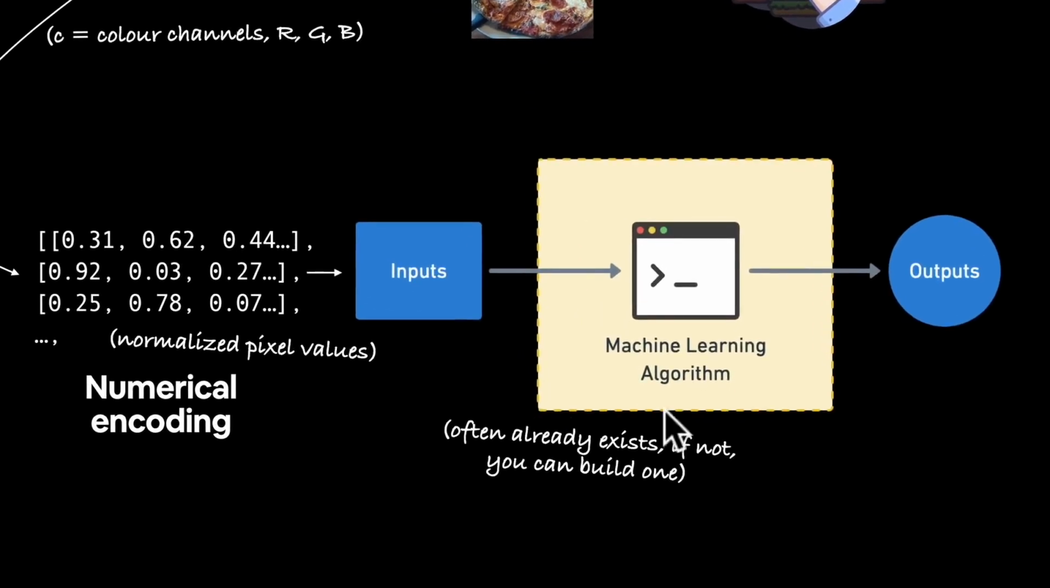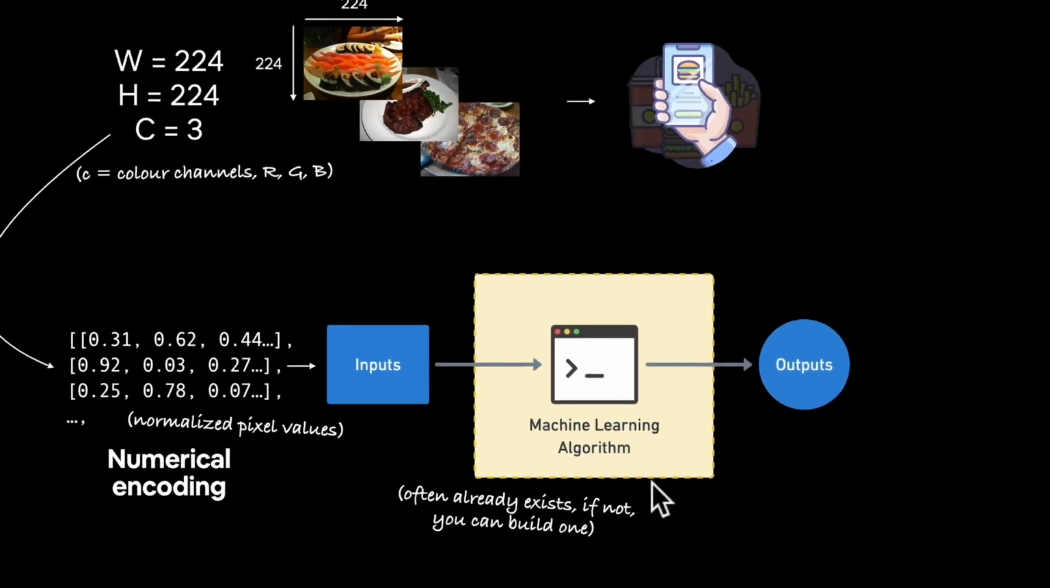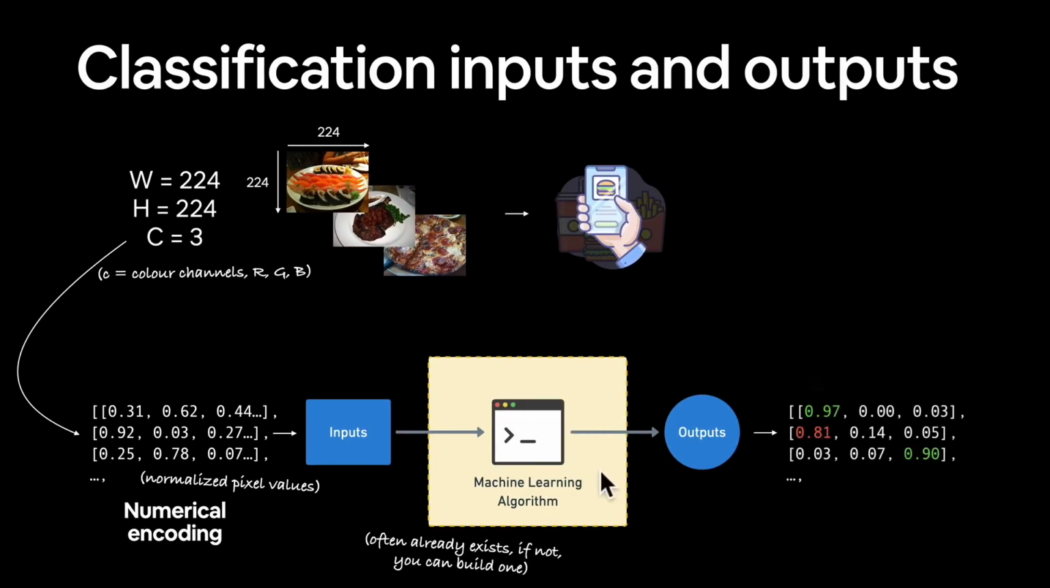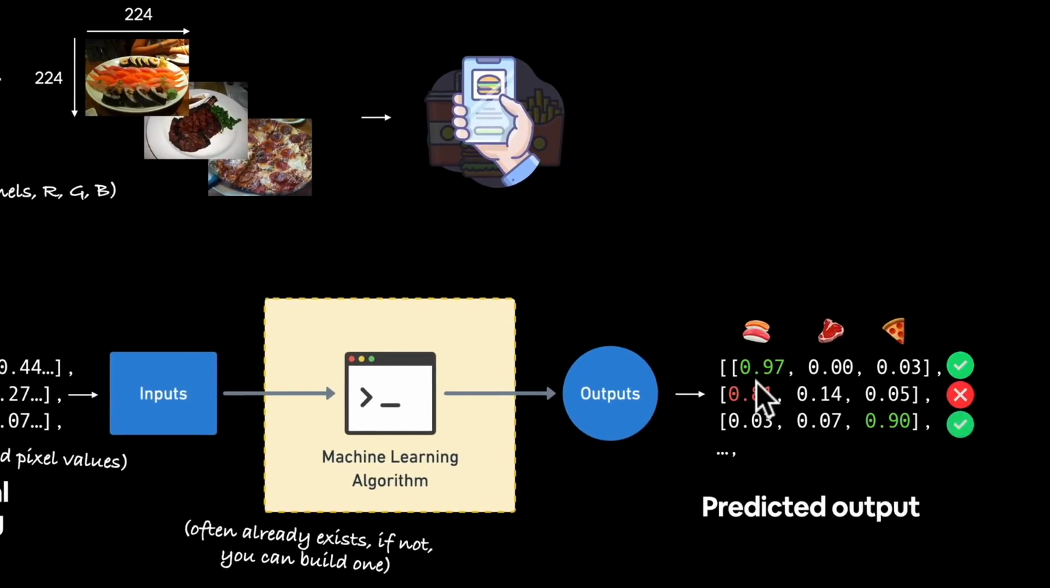And then our machine learning algorithm often already exists if we're using something like transfer learning. If not, we can build our own custom one. And then we pass it through. The machine learning algorithm is going to learn patterns in the data and then create some prediction outputs. So let's see here. What have we got? Okay, we've got another tensor, and it seems that the highest value here is highlighted for sushi. All right. But we get 0.00 for steak and 0.03 for pizza. Is that the first image? So that would be correct.